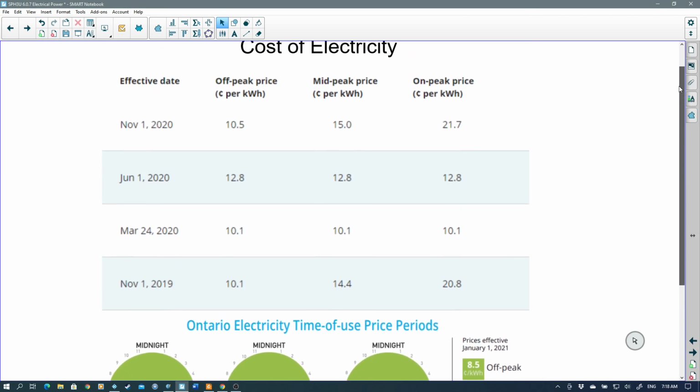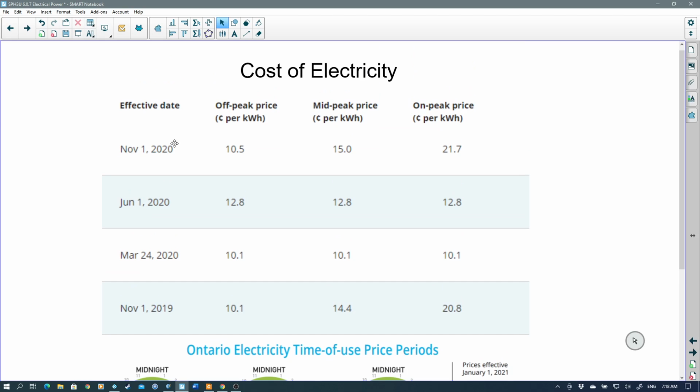So this is usually the way the electricity system works, and I'm using the most recent chart values here to show you that difference up here. So off-peak, 10.5 cents per kilowatt hour is how you read this. 15 cents per kilowatt hour, 21.7 cents per kilowatt hour. So again, a lot more expensive. It's more than double when you're dealing with the difference between off-peak and on-peak.